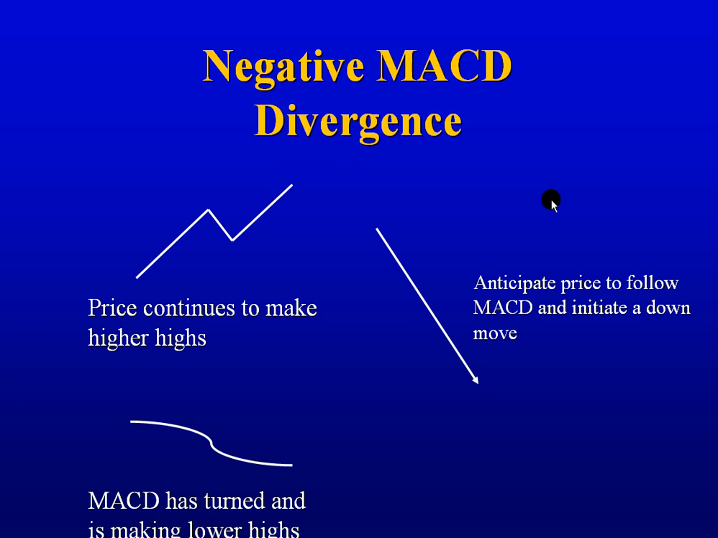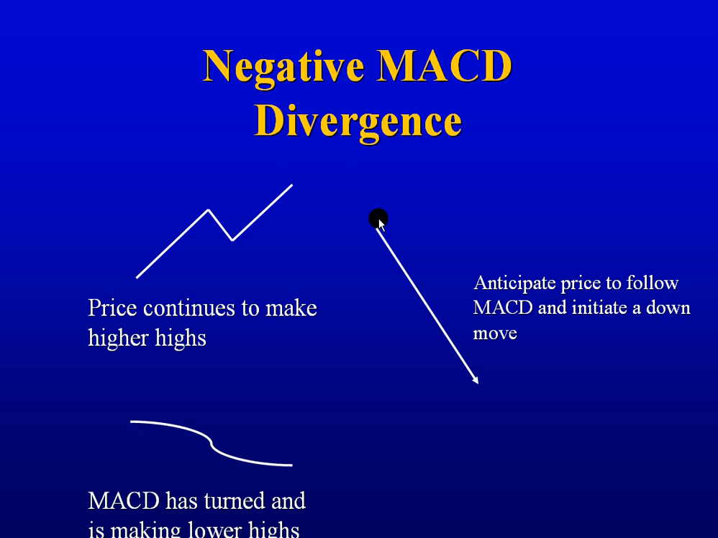Now we'll look at negative MACD divergence. A negative MACD divergence occurs when we see price moving in an uptrend, or price making higher highs and higher lows, while MACD has turned down. It has stopped making higher highs and higher lows and has since turned down and is making lower highs and lower lows, potentially leading price as price may turn down in the direction of MACD.